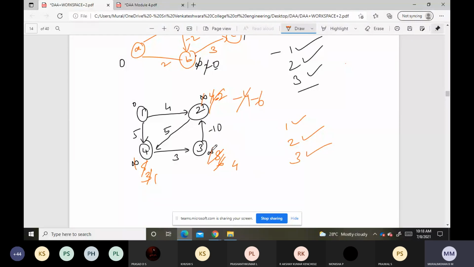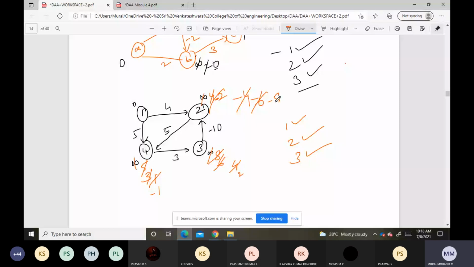Next, fourth cycle. Again you observe here. Fourth cycle, what is happening? 0 plus 5, 1 as it is. 0 plus 4, here minus 6 we are having as it is. And here minus 6 plus 5, so we are getting minus 1. Minus 1 plus 3, so here we are getting 2. 2 minus 10, minus 8 we are getting.